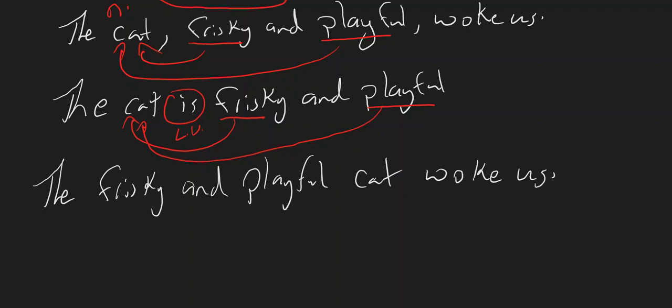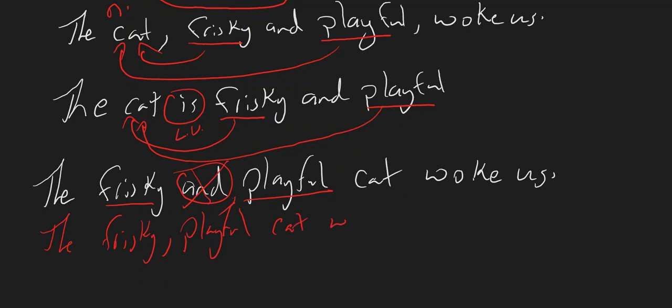Okay, so we have these two adjectives, frisky and playful, and they're joined by "and." Now sometimes you don't have to write the "and" here. In this case you can replace the "and" with a comma. So the sentence would be: the frisky, playful cat walks.